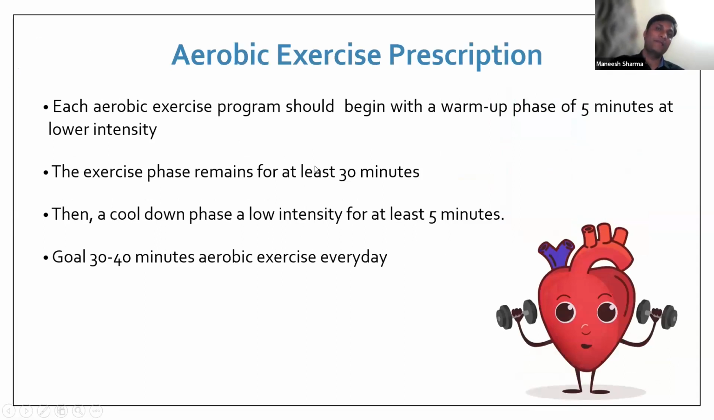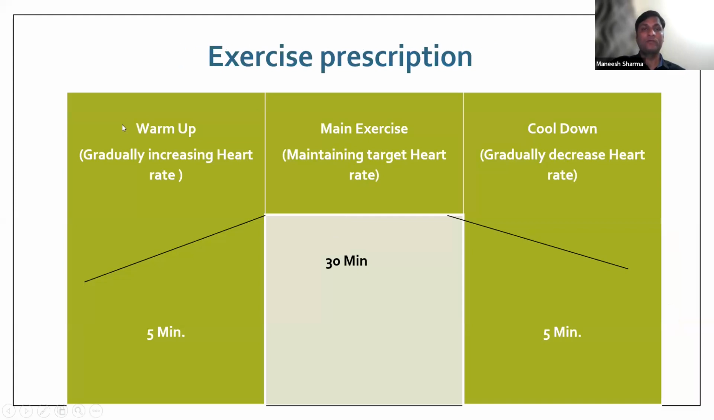The aerobic exercise prescription in phase 2 of cardiac rehabilitation: the crux of this phase is that the patient has to start their activities with a warm-up phase. Then they need to perform the activity for 30 minutes, and then cool down for 5 minutes. So it is a duration of 30 to 40 minutes. They need to perform their aerobic exercise, excluding the warm-up and the cool down period of 5 minutes.